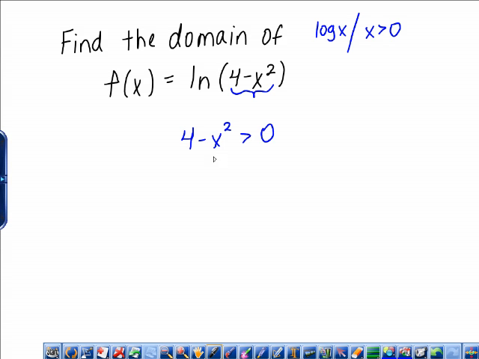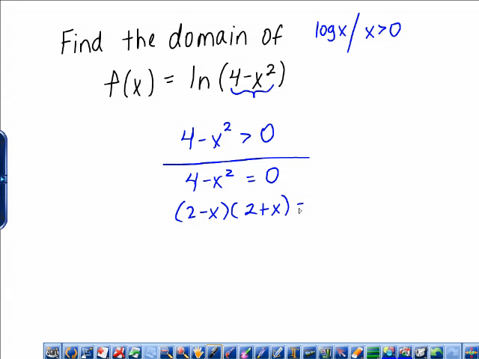Okay, so to solve a quadratic inequality, first you want to solve the solutions to the equation. 4 minus x squared is equal to 0. Then if you can factor, you want to factor. So this would be (2 minus x)(2 plus x) is equal to 0. So I have a solution of 2 and a solution of negative 2. So let's put these in order on a number line. This is how you can always find domain.